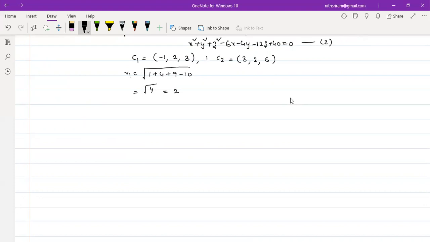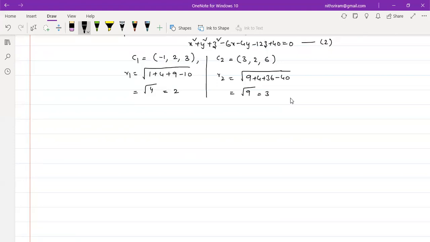So this is R1, and coming to the radius R2, this is equal to square root of 3 square, 9, plus 4, plus 6 square, 36, minus 40. Minus d: in the second sphere equation, the constant is 40, so we have to write minus 40. So once again we get root 9. Root 9 is nothing but 3.